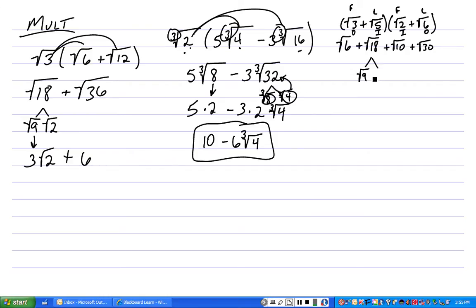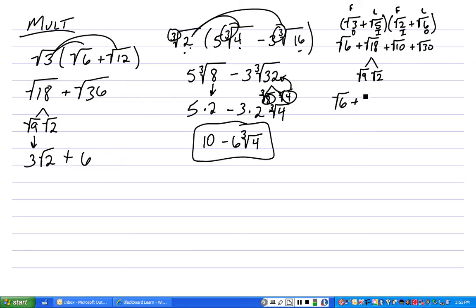18 is 9 times 2. 10 can't be broken down any further. 30 is 10 and 3. 30 is 15 and 2. Alright, so I can't think of any perfect squares that'll give me 30, so it can't be broken down. So we keep our square root of 6.